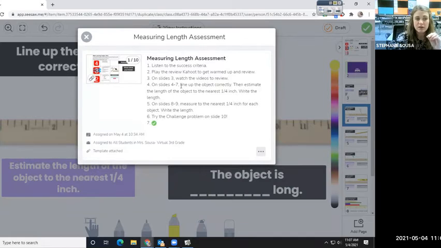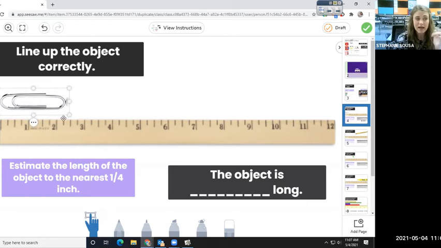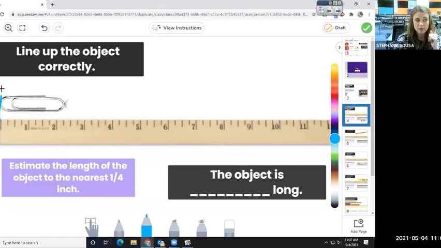On 4 through 7, you are going to have to line up the object correctly. Okay, so on 4 through 7, you're going to take the object itself, you're going to turn it, you're going to line it up with the ruler. Okay, I want you to look at it and estimate, I think this is going to be about 2.5 inches maybe. Okay, then find the measurement. I've lined up with 0, 1 inch, 2 inches. Look at that, 2 and 1 hop.